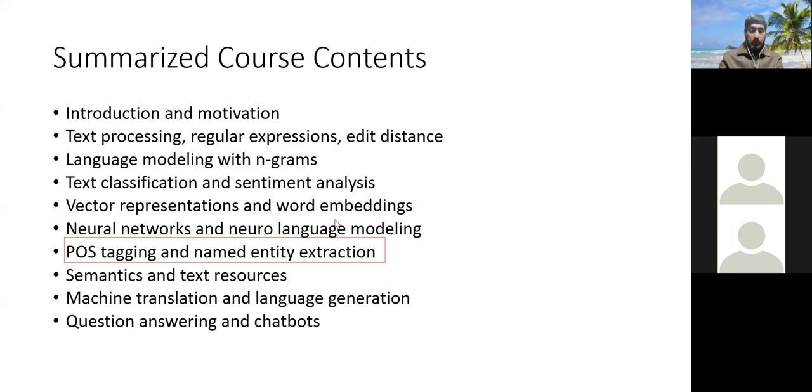We'll also talk about some more recent architectures in neural networks, which we call the transformer, attention-based neural networks, which are now quite common for NLP applications. We'll also discuss contextual embeddings, which are usually based on transformers, like BERT, for those who know. We'll talk about applications like machine translation, question answering, and chatbots. This will be towards the end of the course. Also, we'll talk about some semantics and text resources like WordNet and resources for sentiment classification.